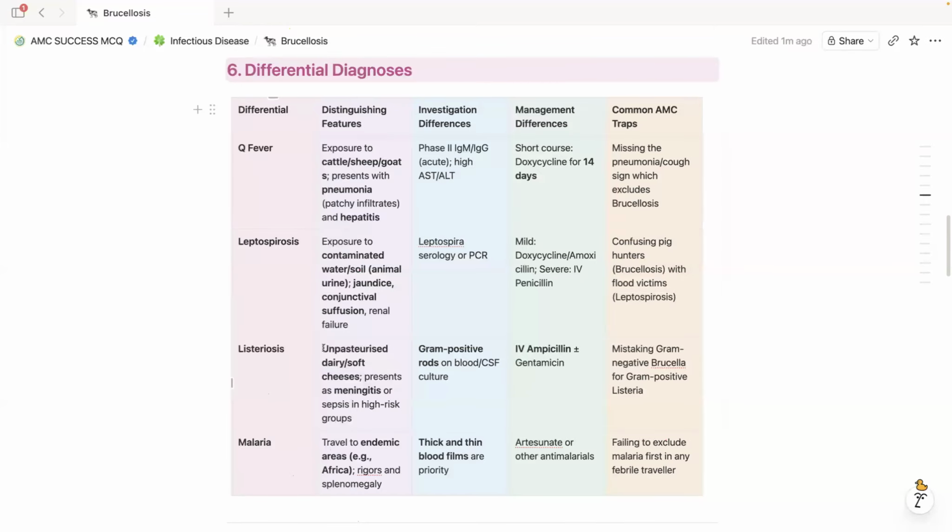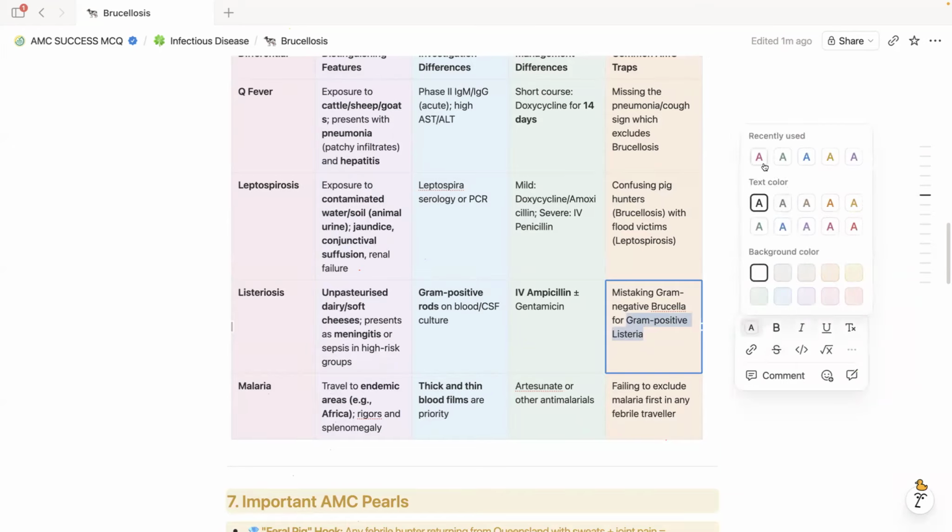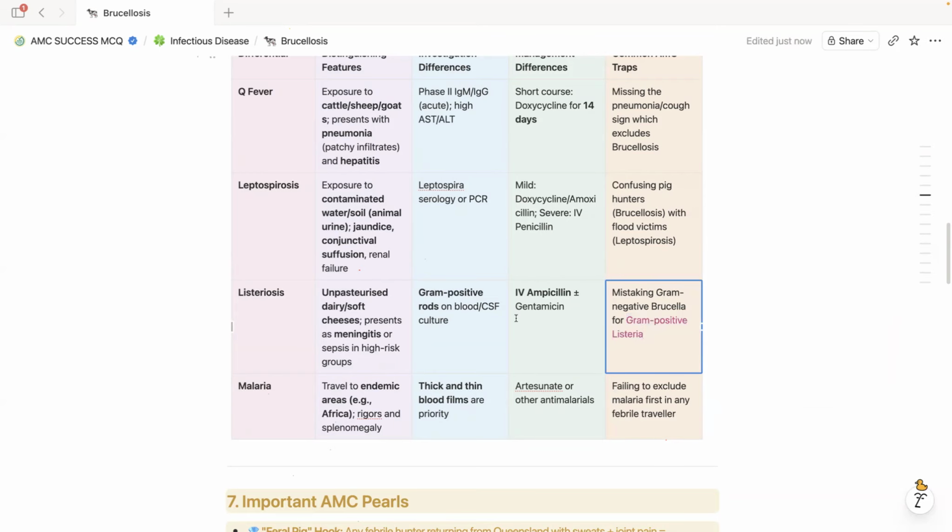Listeria: the source is unpasteurized dairy and soft cheese, and it presents as meningitis or sepsis in high-risk groups. Investigation is gram-positive rods on blood culture. Management is IV ampicillin, with or without gentamicin. Don't mistake gram-negative brucella for gram-positive listeria. This was also a question on listeria, and the answer was antibiotic therapy.